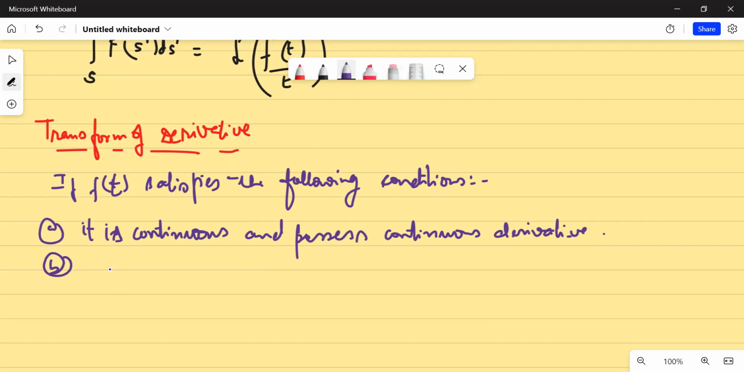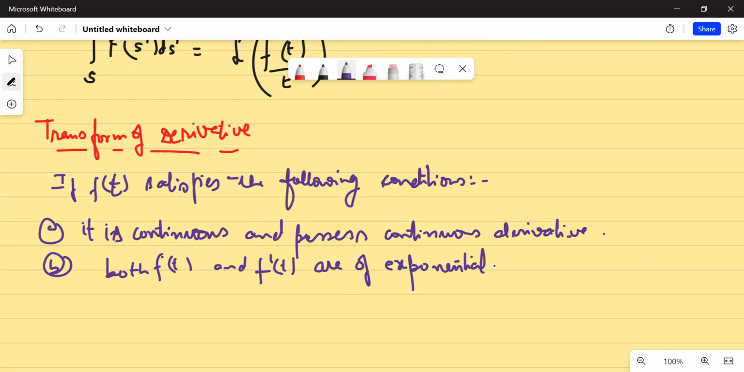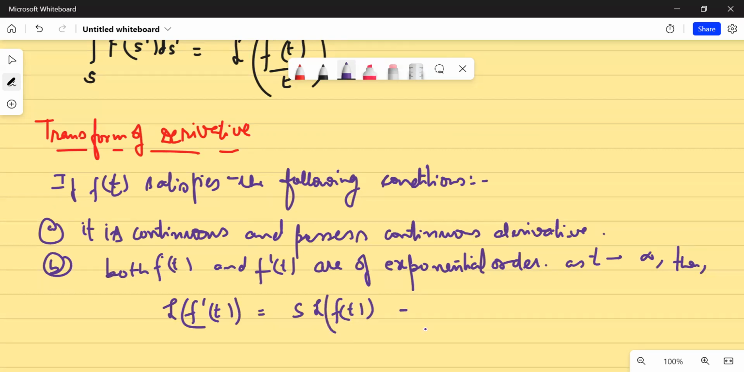And second, both f(t) and f dash t are of exponential order as t tends to infinity. Then the Laplace transform of f dash t is simply s times the Laplace transform of f(t) minus f(0). So this is how you write it.